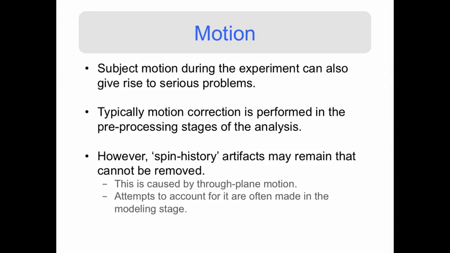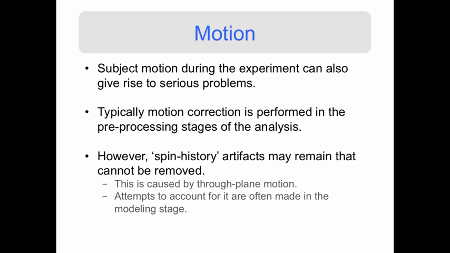Subject motion during an experiment is a huge source of problems in fMRI. The reason is that we're usually studying time series from a single voxel, but if you move, the position of that voxel will change. So if you think you're tracking a single voxel across time, you might actually be tracking multiple voxels as you move. So typically motion correction is performed in the pre-processing stages of the analysis.